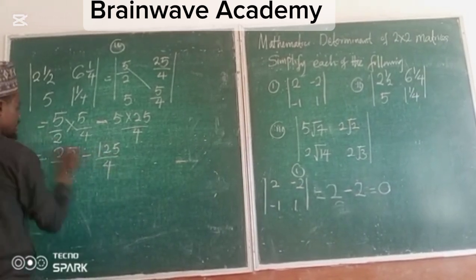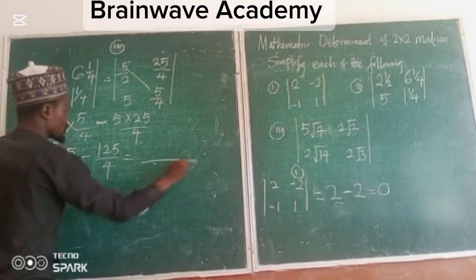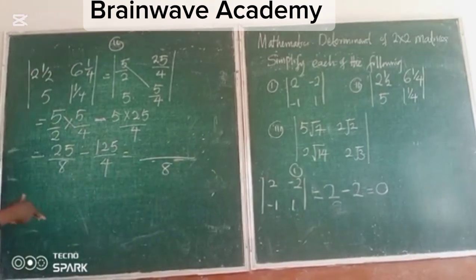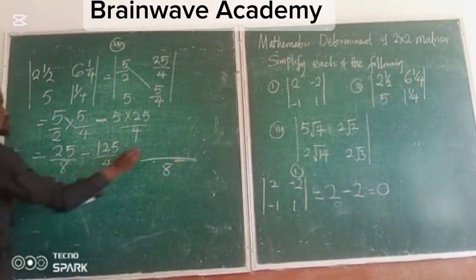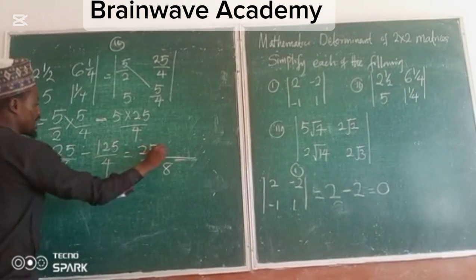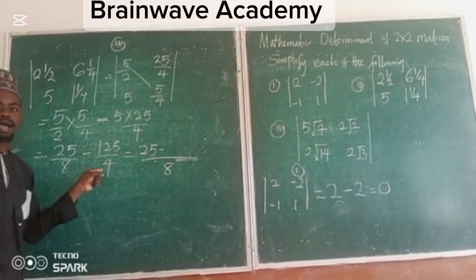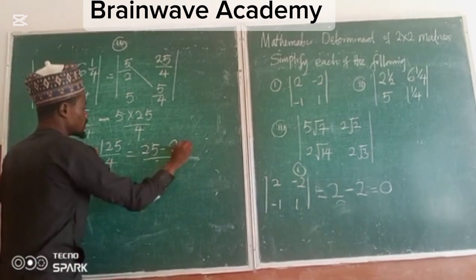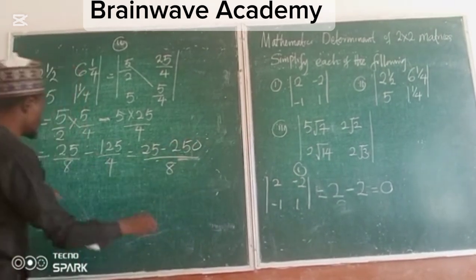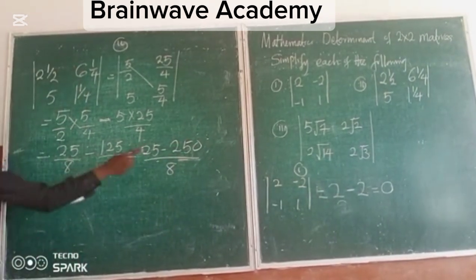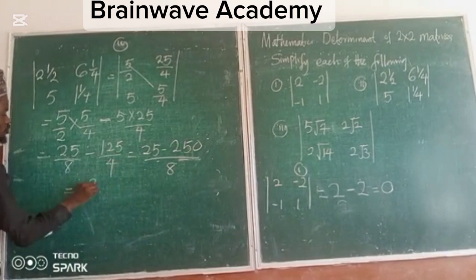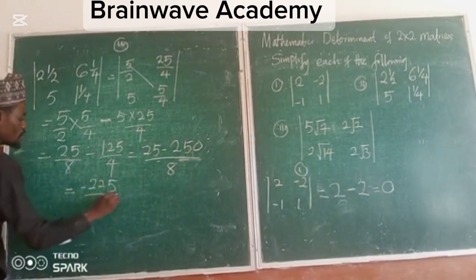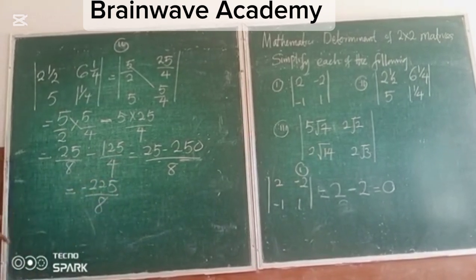So we have to find the LCM of 8 and 4, which is 8, because 8 can be divided by 4. 8 divided by 8 is 1, 1 times 25 we have 25. Minus 8 divided by 4, we have 2, 2 times 125, we have 250. Which means that if you subtract, 25 minus 250, you have minus 225 all over 8. This is what we have as a fraction.